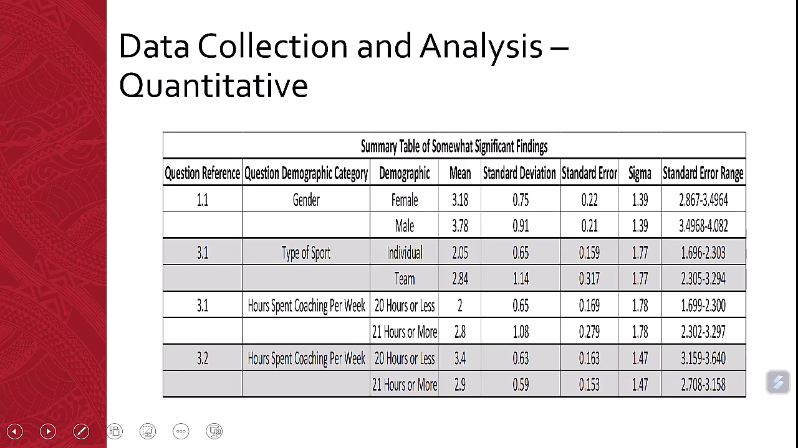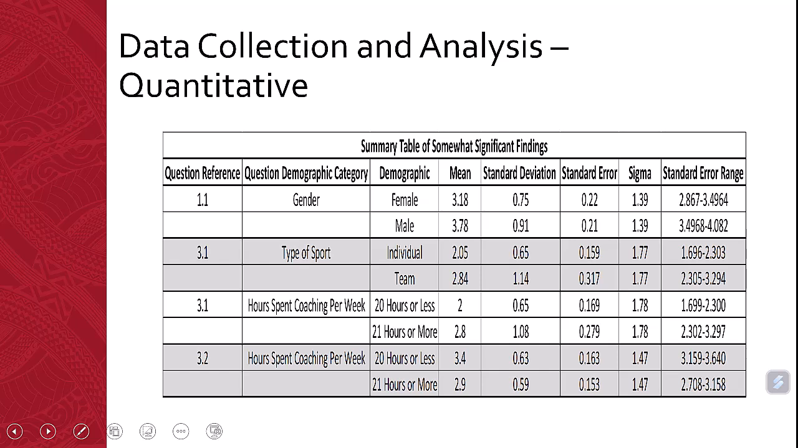The 1 refers to the question, how interested are you in implementing an e-learning program into your team? The 2 categories that provided insight were type of sport and hours spent coaching per week. Team sports reported more interest than individual sports, while coaches who spent more than 21 hours per week also reported more interest in implementing e-learning than were coaches who spent less than 20 hours per week.